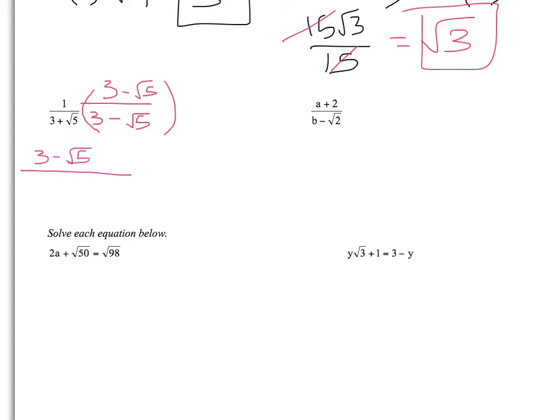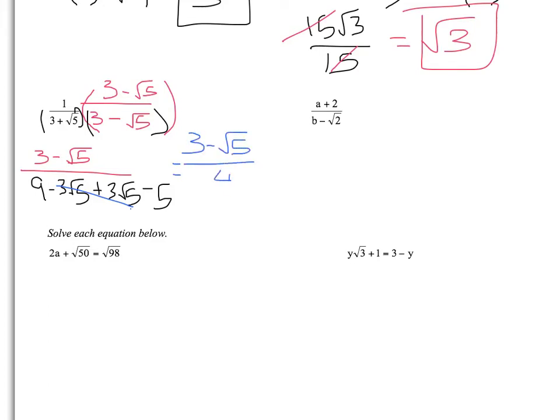And in the denominator, that's a FOIL problem. 3 times 3 is 9. 3 times negative radical 5 is negative 3 radical 5. Radical 5 times positive 3 is positive 3 radical 5. Radical 5 times negative radical 5. A radical times itself is just the piece under the radical. You do have a positive times a negative, so it'll be negative 5. Combine like terms in that denominator. The 3 radical 5's cancel. So you just have 9 minus 5 is 4. So your final answer is 3 minus radical 5 over 4.